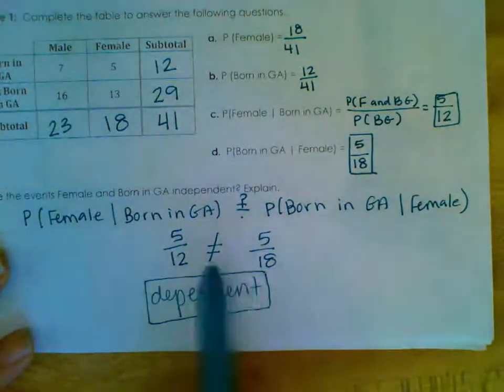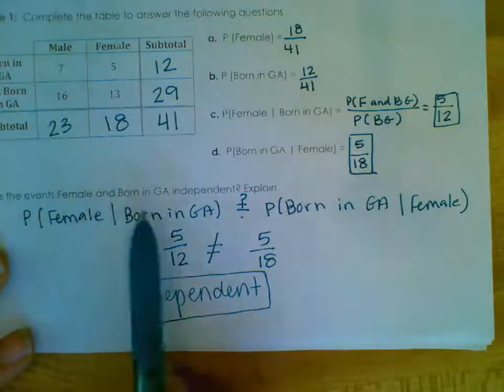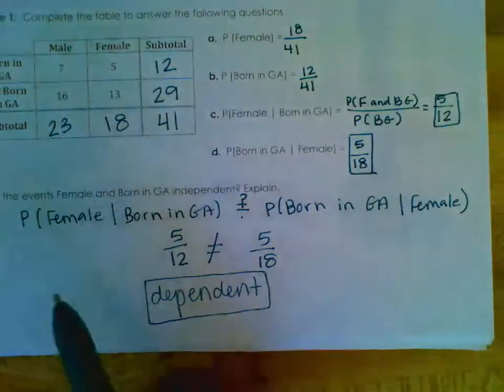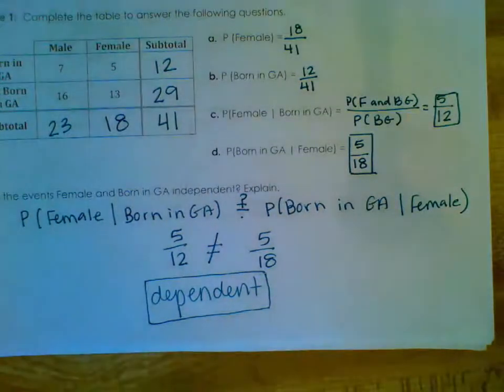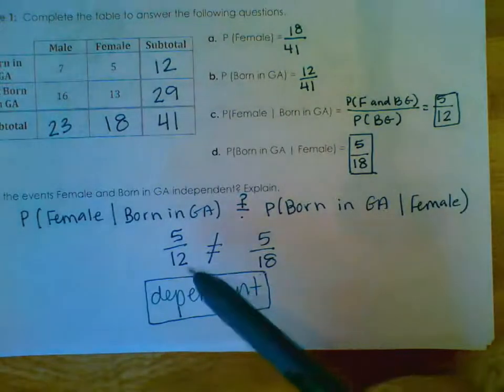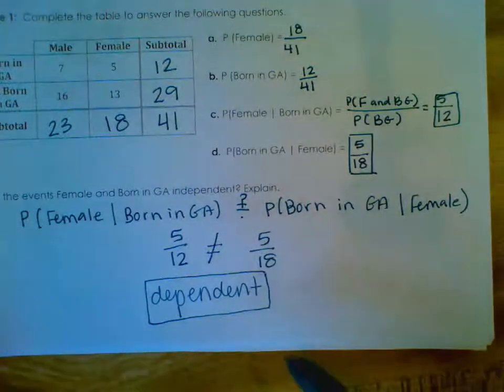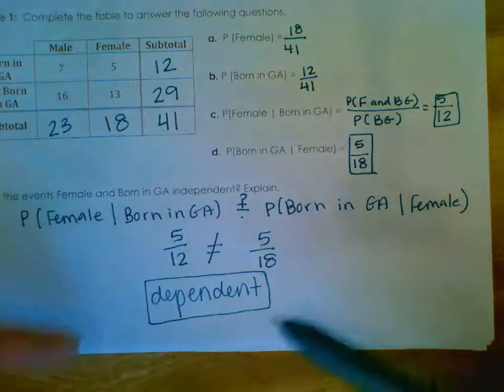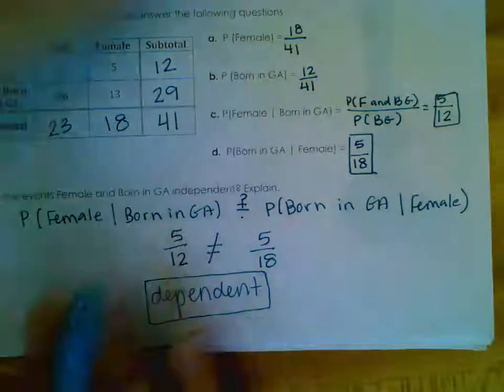The probabilities change. So these two things do actually have an effect on one another. Whether or not you're female and born in Georgia, those are actually going to affect each other in some statistical way. So since those answers are different, our answer is actually dependent. These events are dependent. Now I know you would have guessed they're probably independent, but through our math we have shown they're actually dependent on one another.